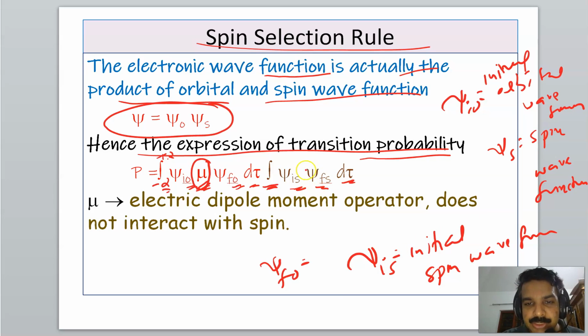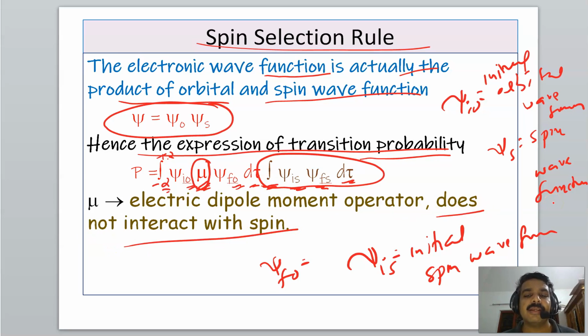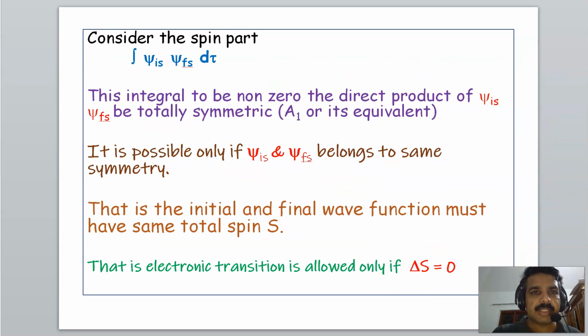In the second integral there is no mu present in between, because the electric dipole moment operator does not interact with spin. The dipole moment operator has no interaction with the spin wave function, so it is not included in the spin part. It is only the integral of psi I s, the initial spin wave function, into psi f s, the final spin wave function, d tau. The orbital part we have already discussed. Now we are considering only the spin part, that is, the integral of psi I s psi f s d tau.